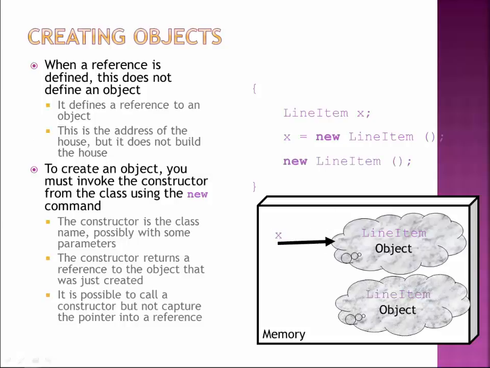So if I go through and I say new line item, without having a variable for that, then that's okay. I can do that. It just means I've created a house out in the middle of the forest and forgotten where it was. The house still exists. The house is still out there, but I have no way of going to it or referring to it or telling other people how to get to it. It's a little bit of a flaw, but not entirely. There's reasons why you might want to do this in a Java sense, but it's just not something that happens very often.